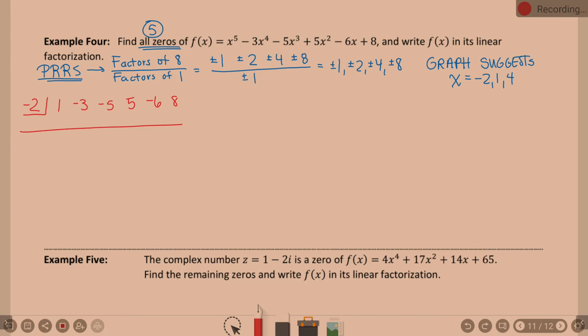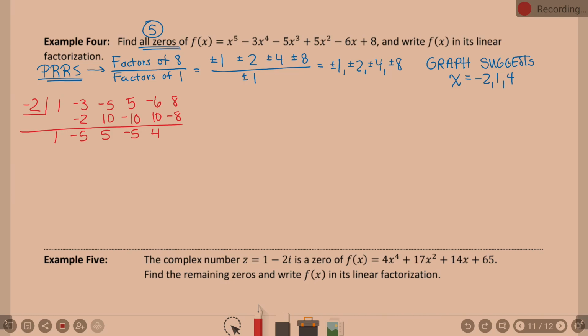Drop my 1. -2 times 1, -2. Add, -5. Multiply, -2 times -5, 10. Add, 5. Multiply, -2 times 5, -10. Add, -5. Multiply, 10. Add, 4. Multiply, -8. Add, 0.